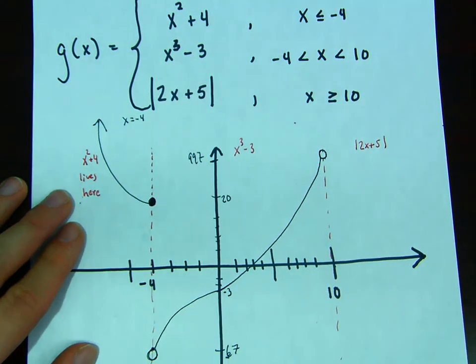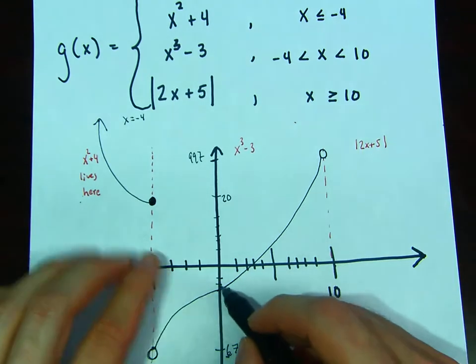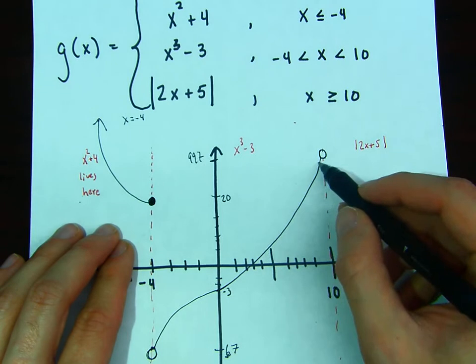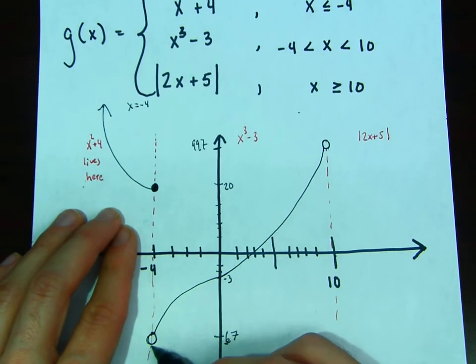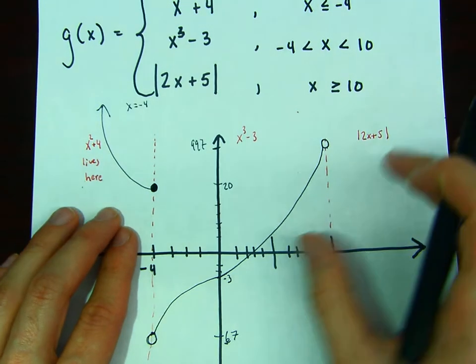Like that. So this is that graph. You see how for an x cubed it goes like this and then like that. So then this part of the graph goes all the way up to 997, and this part goes all the way down to negative 67. Notice it's open and open, and notice we have the center part.